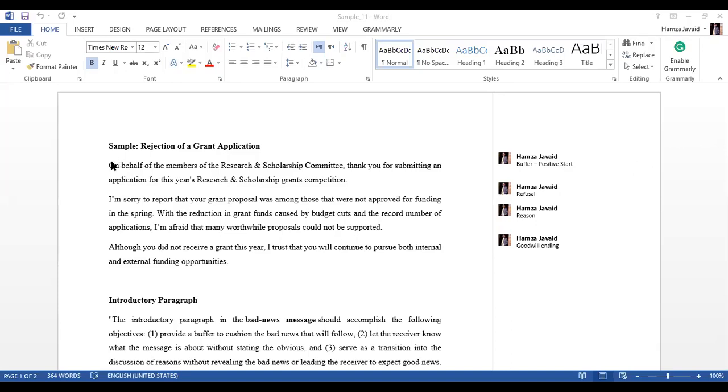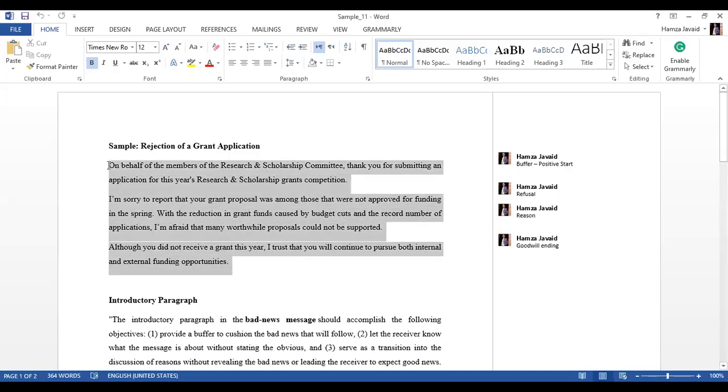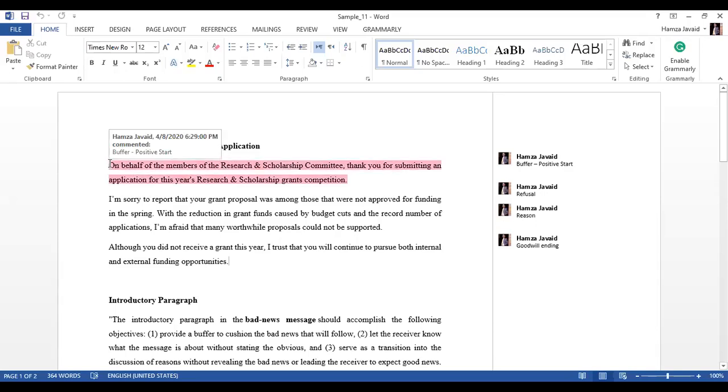So what I've done here is basically, this is the letter. All right, so we start by saying that on behalf of the members of the Research and Scholarship Committee, thank you for submitting an application for this year's Research and Scholarship Grant Competition. So what is this? This is called a buffer. All right, so it's a positive start. So that's like a first paragraph.